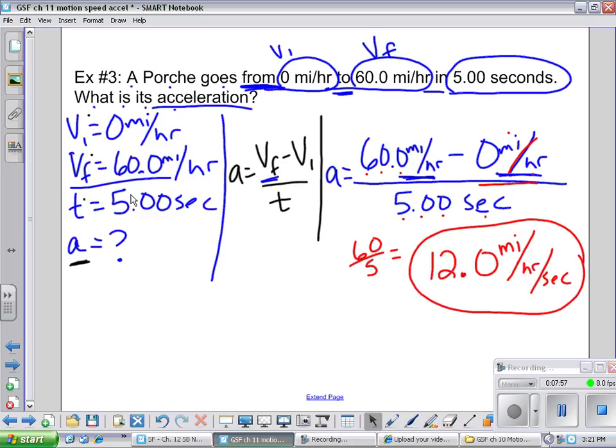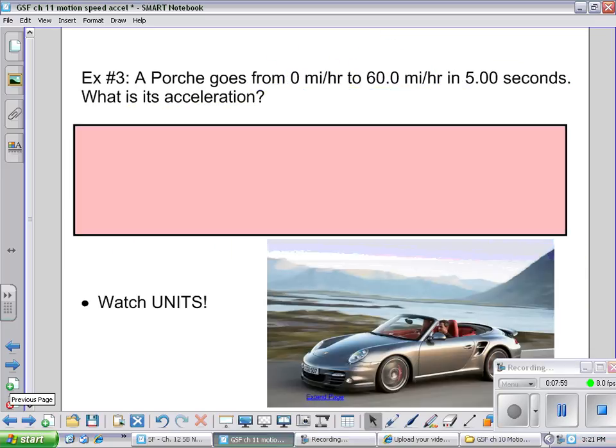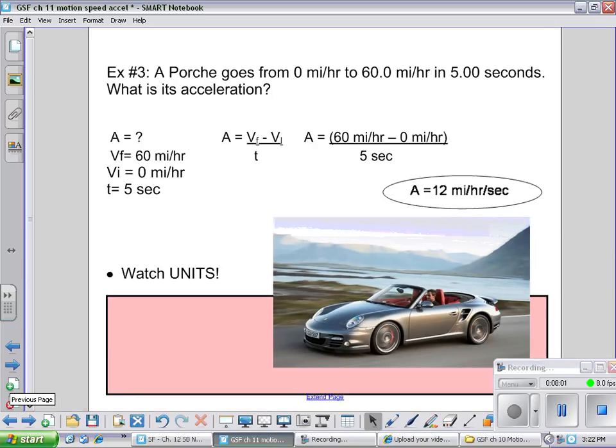Seem all right? And I think I did all that there. I listed my knowns and unknowns. Here it looks a little neater. Here's my formula. Numbers and units plugged in. Right answer, right final units. And there's a nice picture of that Porsche.